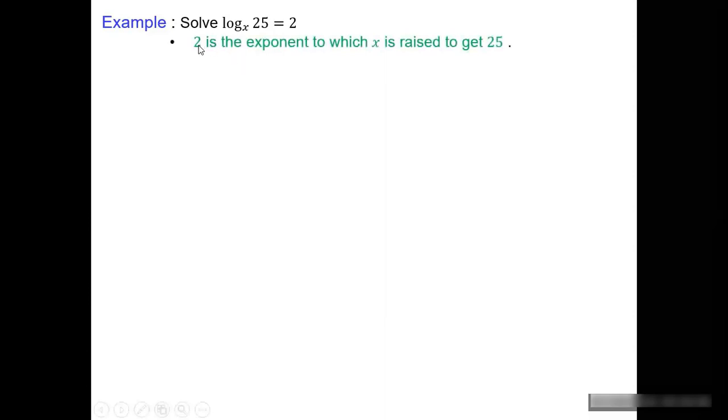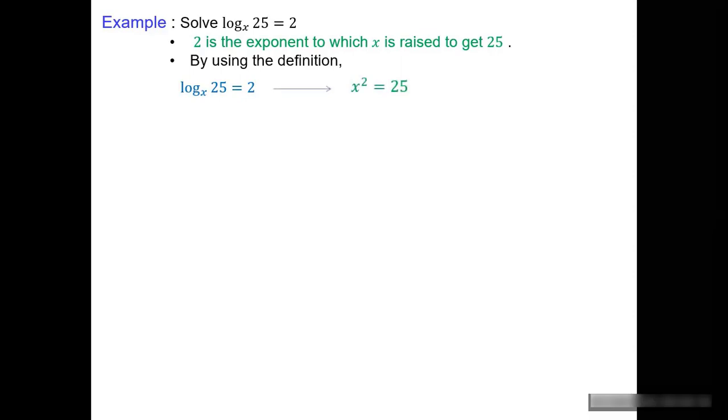So let's take a look at this example of how to solve this basic logarithm equation. We're trying to figure out what base we have to put in here so that when I raise it to the power of 2, I get an answer of 25. Well, notice that 2 is the exponent to which x is raised in order to get 25. So by using that definition, we could simply rewrite this in exponential form.